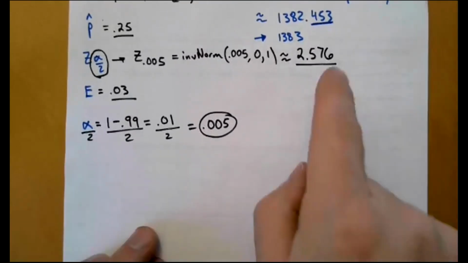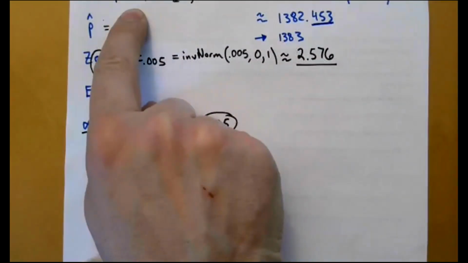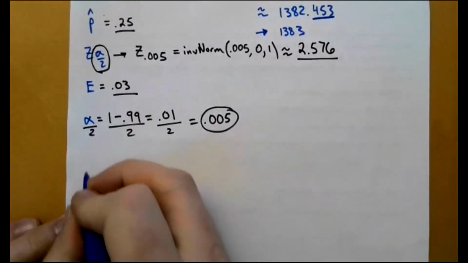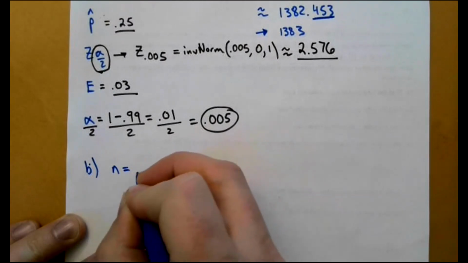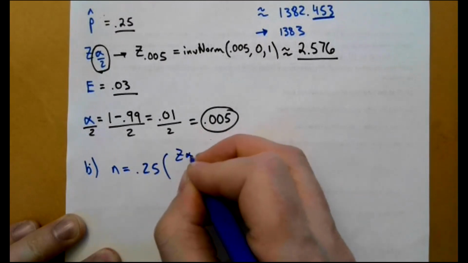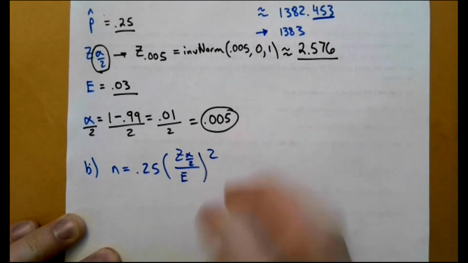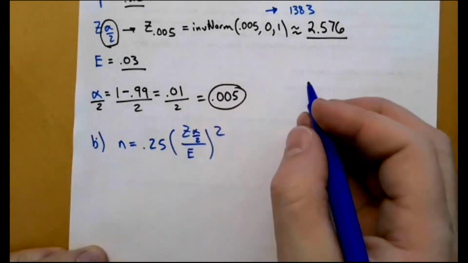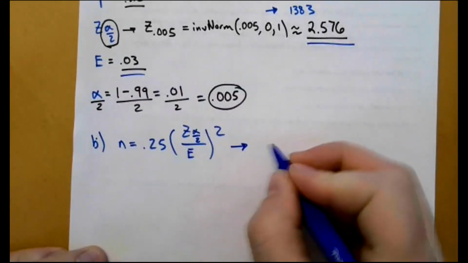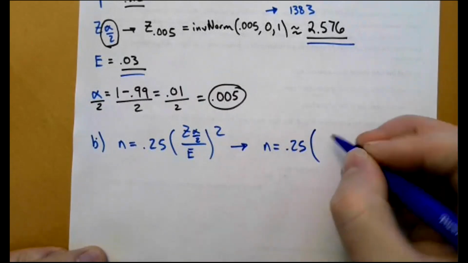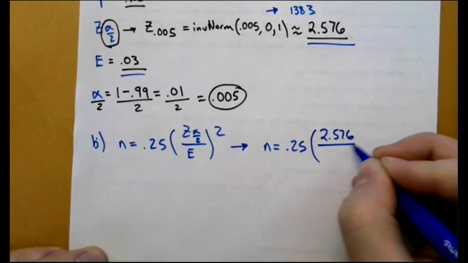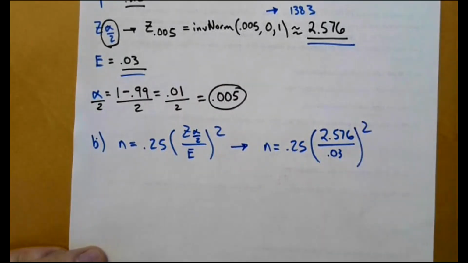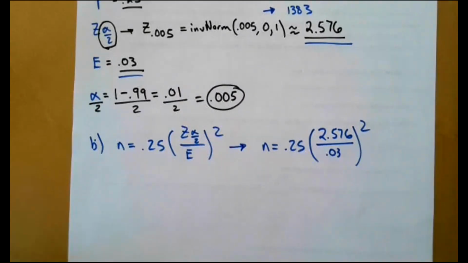Okay. Yes. So question B is all of this stays the same except the formula is different. The formula is now n equals 0.25 times z alpha divided by 2 divided by e, squared. The good news is e is the same and z alpha is the same, and those are the only two things we need to plug in now. So the formula just becomes n equals 0.25 times 2.576 divided by 0.03, all of that squared. So that's how you get that one.